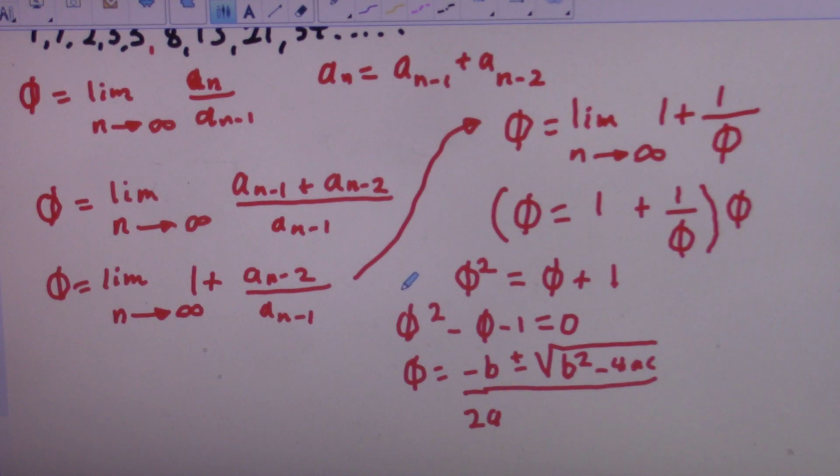And we're going to have a equal to 1. So a is equal to 1. b is equal to negative 1. And c is equal to negative 1. So we're going to enter all these values in here. So phi is equal to, better looking phi there for us. It's a little better, okay?